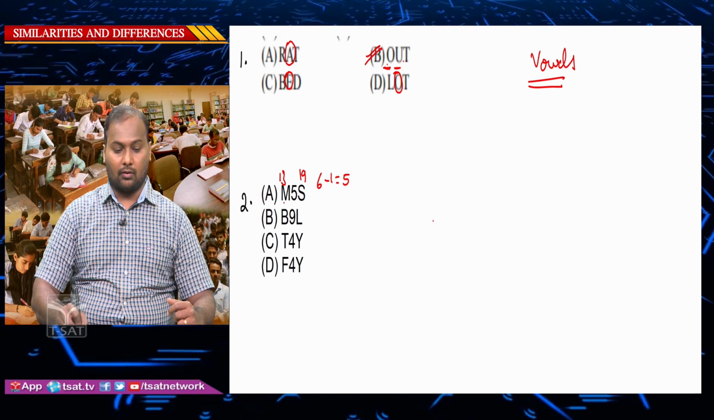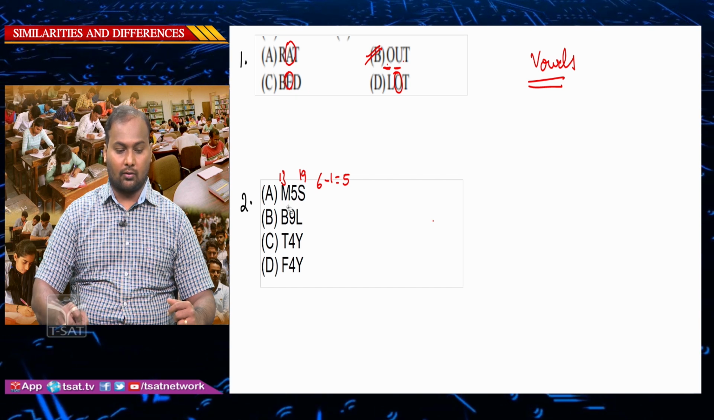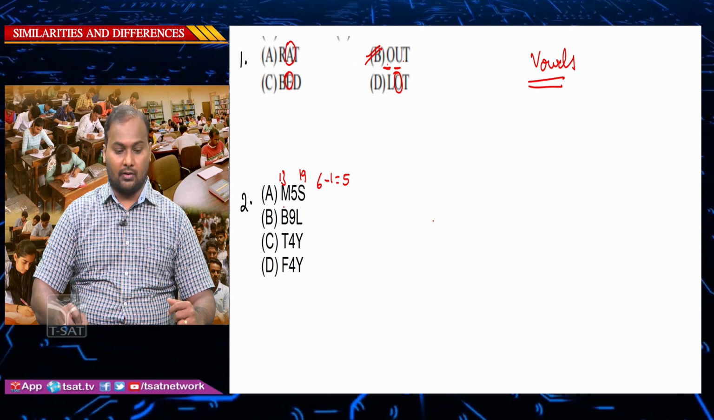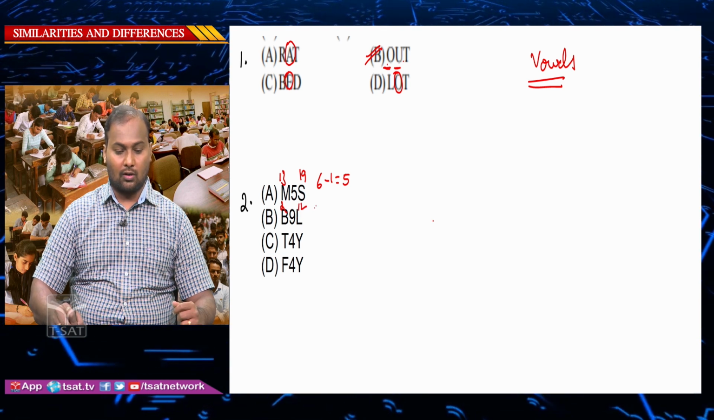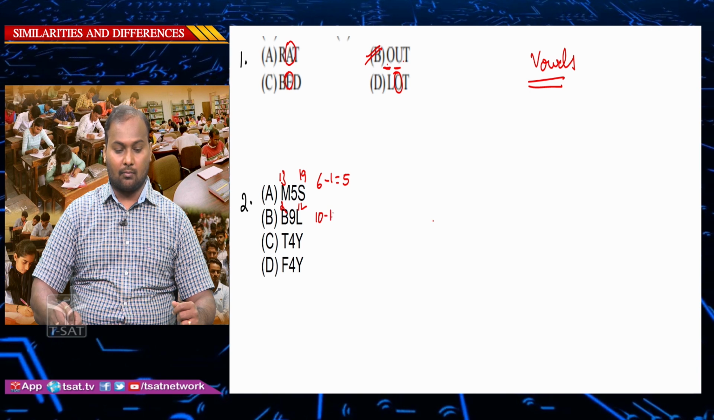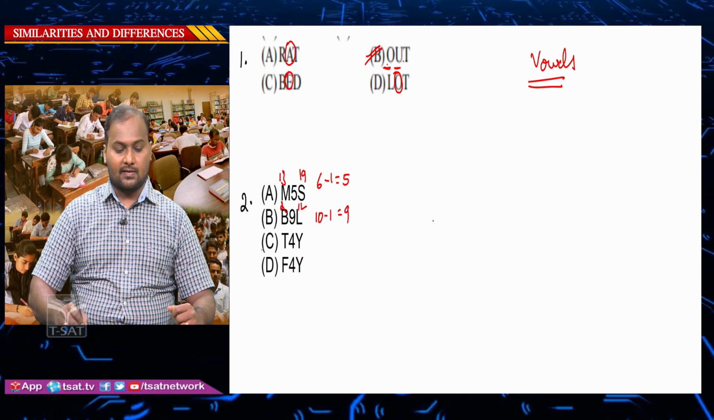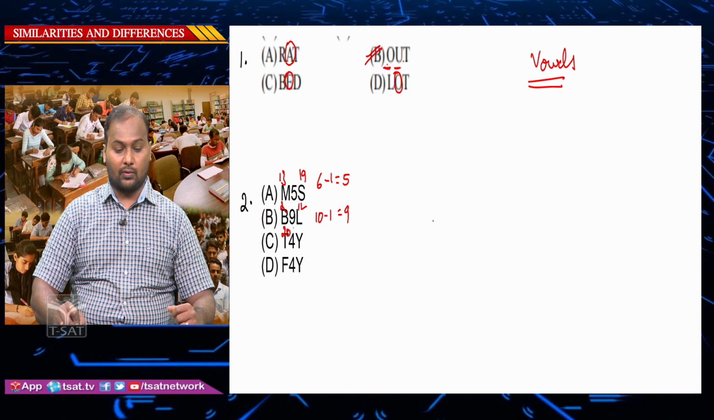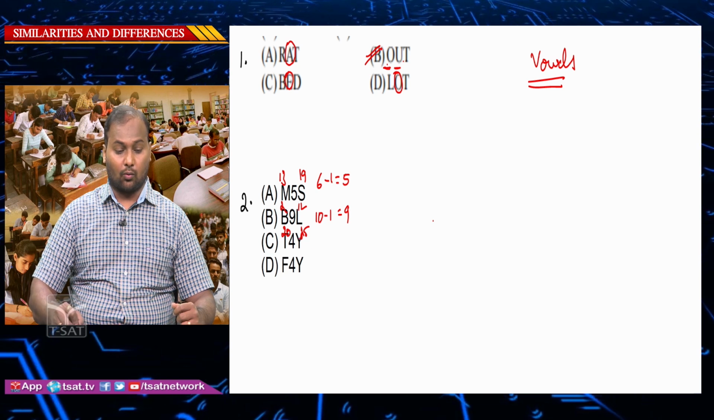In the same way, in coding and decoding, we already studied that B is 2 and L is 12. So, 12 minus 2 is 10. Again, 10 minus 1, you are getting 9, which is the center one. In the same way, in coding and decoding, we know T is 20 and Y is 25. And again, what is the difference between Y and T?